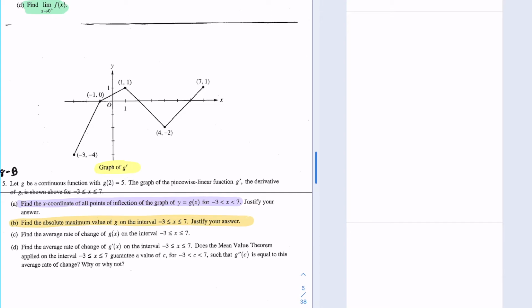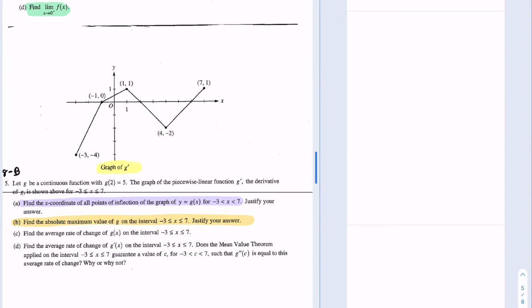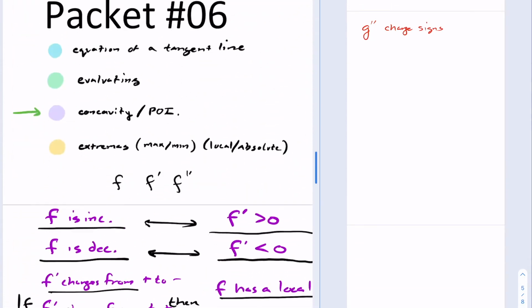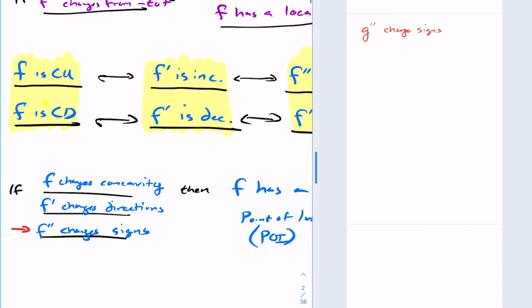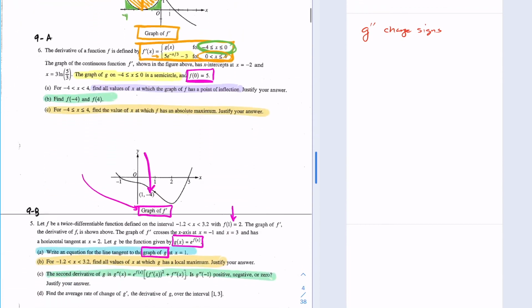So if I want to find the point of inflection for G, I have to go all the way to the second derivative. Right? So in order to find a point of inflection, G double prime has to change signs. Okay? But if you take a look at this picture, we don't have G double prime. So if you go back to the beginning, G double prime changing signs is the same thing as G prime changing directions. Okay? Make sure that you understand that part.